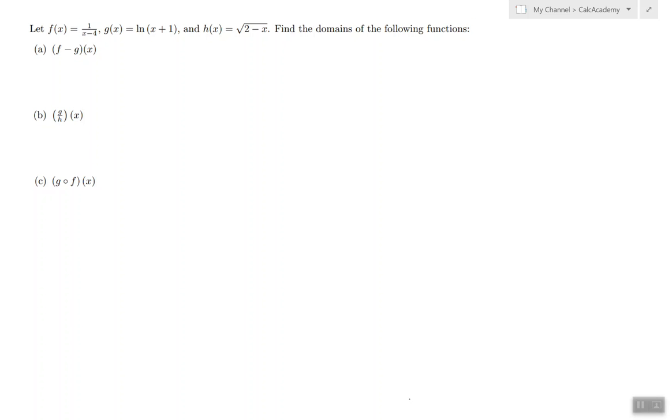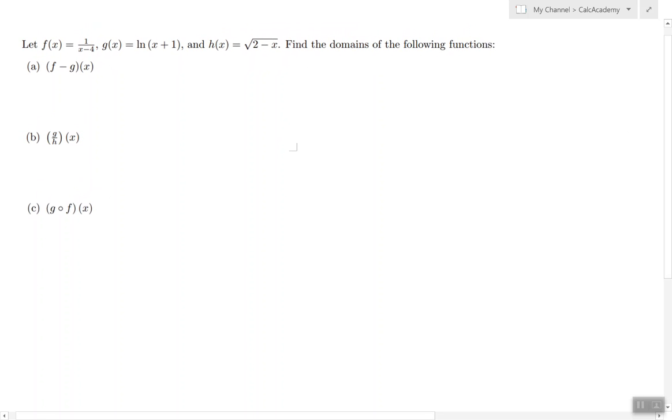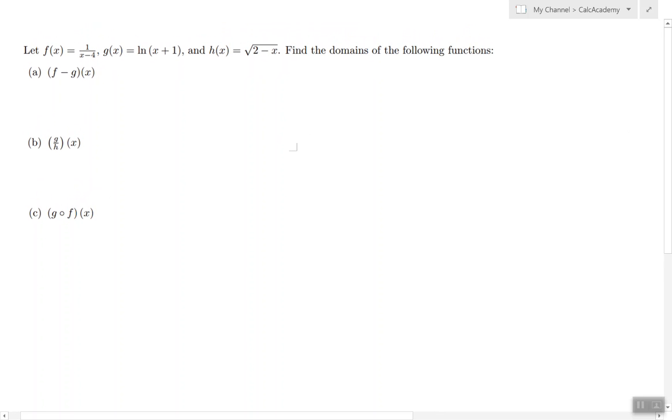In this video I'm going to show you how to find the domains of some interesting functions. So here we have three given functions, and the question is about the domains of three new functions that are created by subtracting, dividing, and composing the original three functions. So first let's find the domain of each of the original functions.